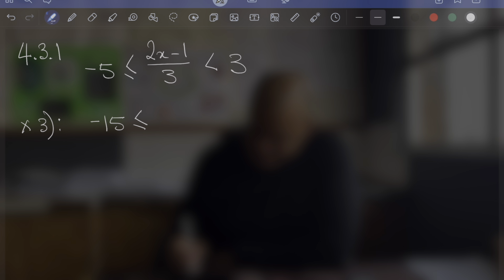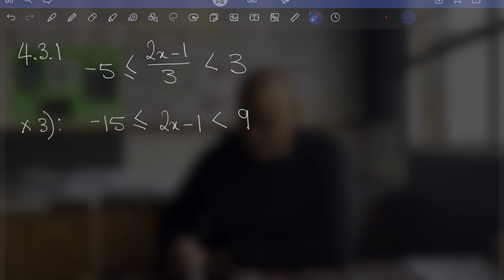The inequality sign remains the same. I only change the inequality sign direction if I'm multiplying through with some negative number. And 3 times 3 is 9. Right, so that's the first step.